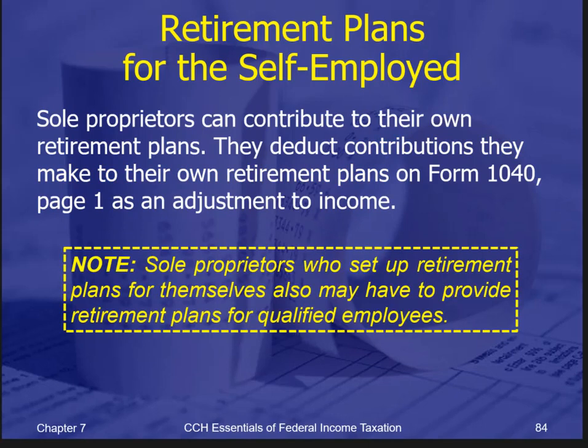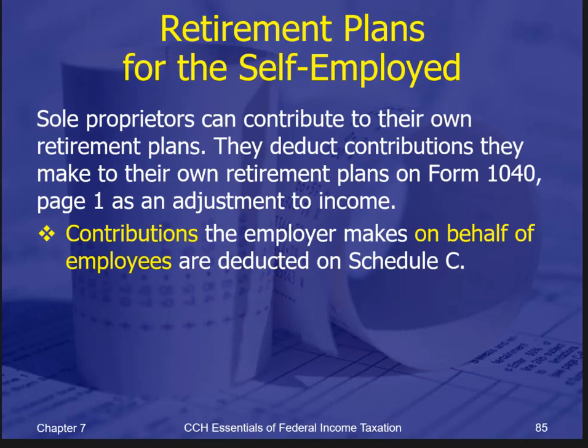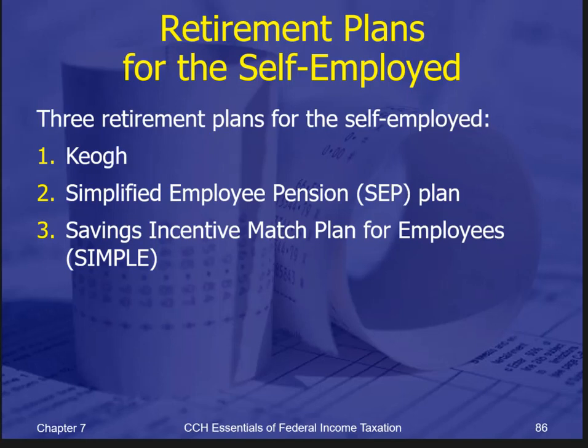If you provide it for your qualified employees, which may be required depending on which plan you choose, the amount for the employees is put on the Schedule C. Okay? So on behalf of employees goes on the Schedule C, for yourself is on the 1040. These are the types of plans.